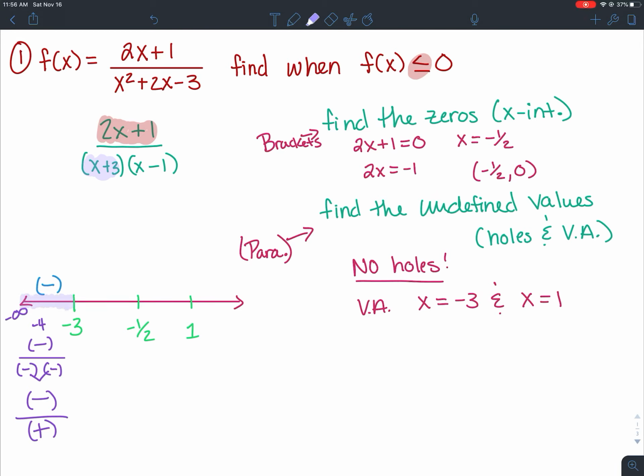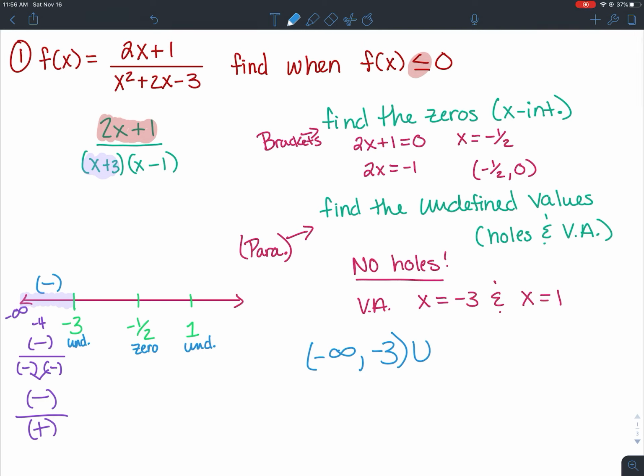So this whole section is negative, and we actually want that section, so that's going to be part of my interval. The first part of my interval, which I don't usually write out, but I'm going to, is negative infinity to negative 3. I'm going to remind myself that this one was undefined, this was a 0, and this one was undefined, because that's going to be a parenthesis for an undefined value.